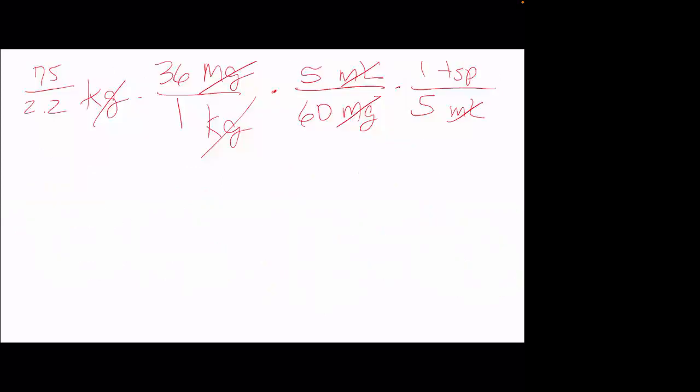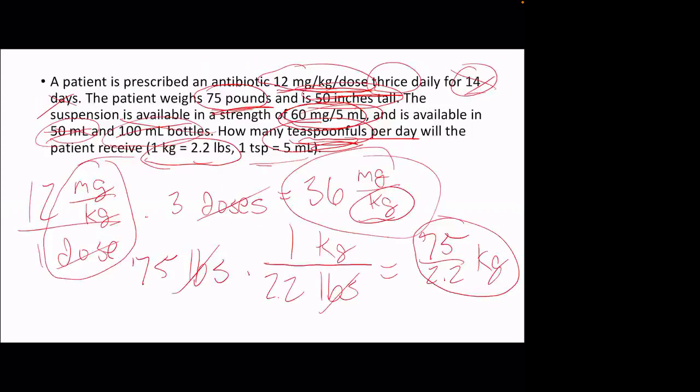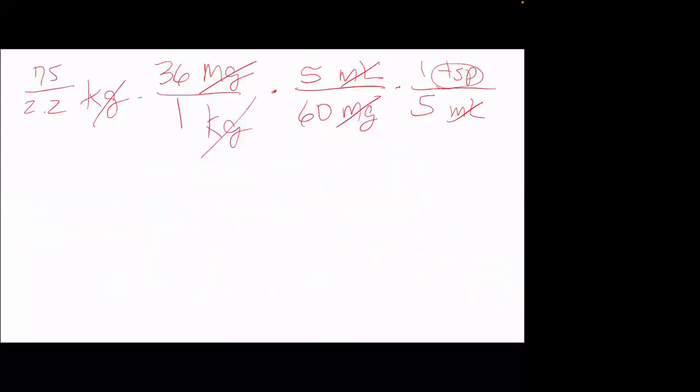And notice we have used all of the pieces of information that we deemed important. We didn't use the 14 days. We didn't use the size of the bottles. We didn't use the height. But everything else was useful and was used. And we are in teaspoons, which is a good sign. So now we're good to go. We just multiply tops, multiply bottoms, and we can just put the 2.2 on bottom.